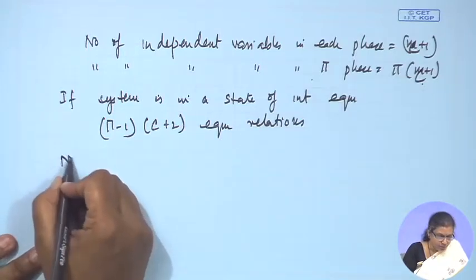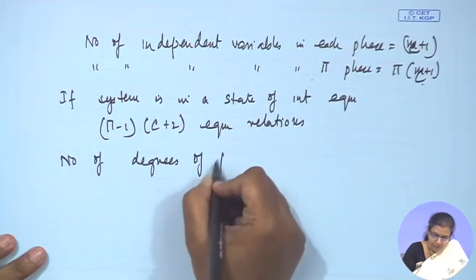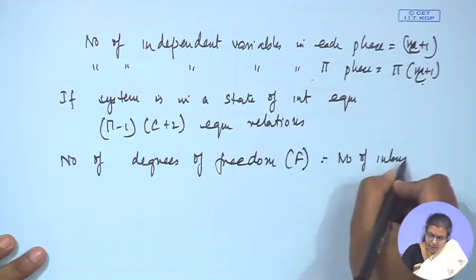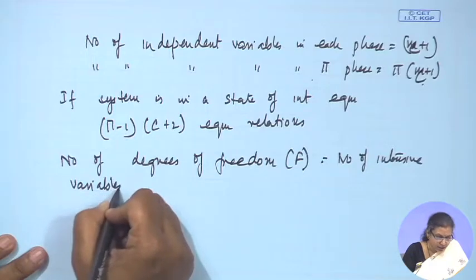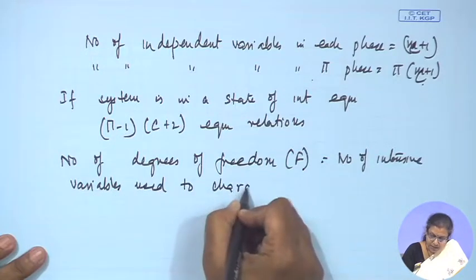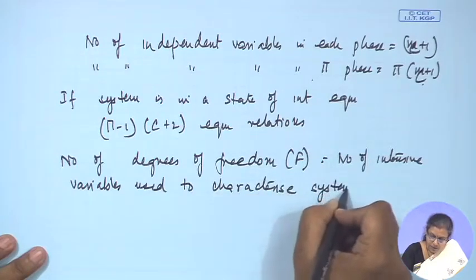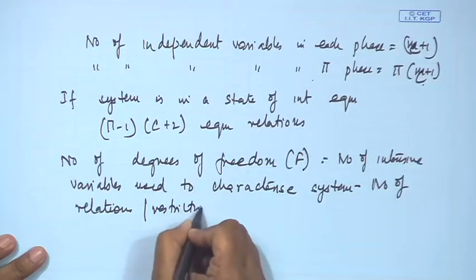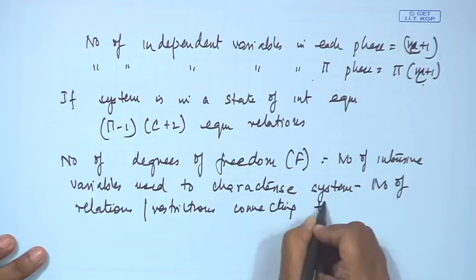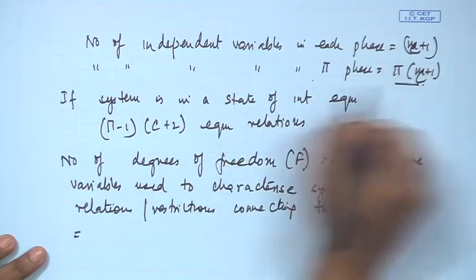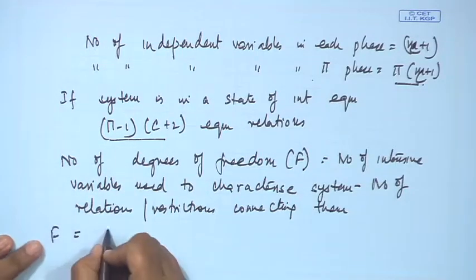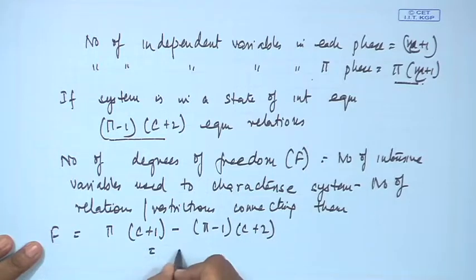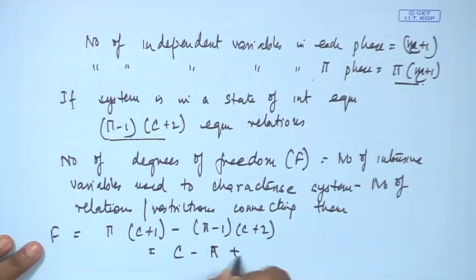So from there, what do we deduce? We deduce that the number of degrees of freedom, which we had defined earlier as f, which is nothing but the number of intensive variables, if you recollect, used to characterize a system, minus the number of relations or restrictions connecting them. What is this equal to? This is going to be equal to pi into c plus 1 minus this particular equation. So therefore, f is equal to pi into c plus 1 minus pi minus 1 into c plus 2, which is nothing but equal to c minus pi plus 2.